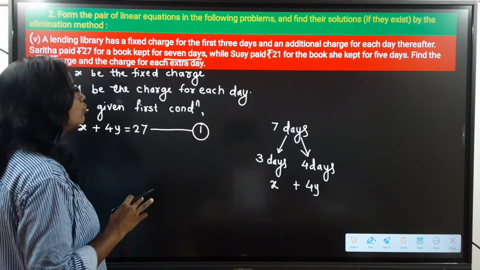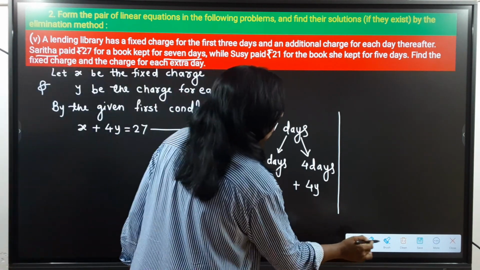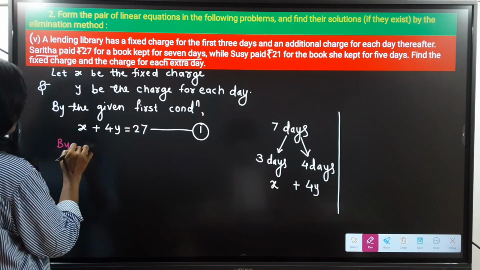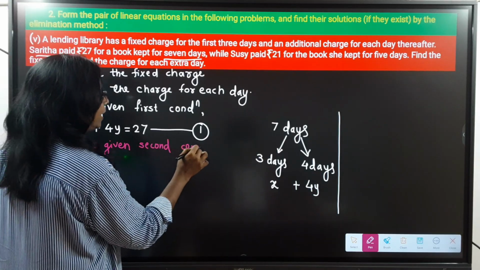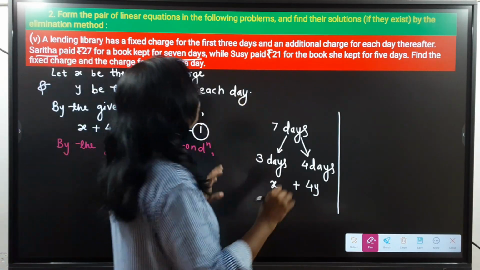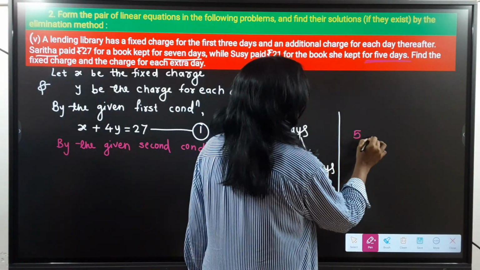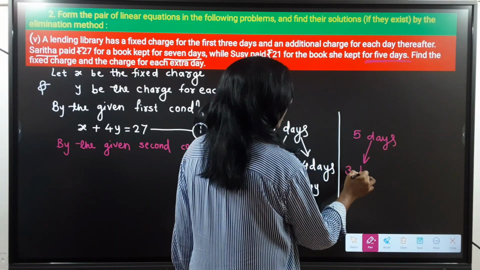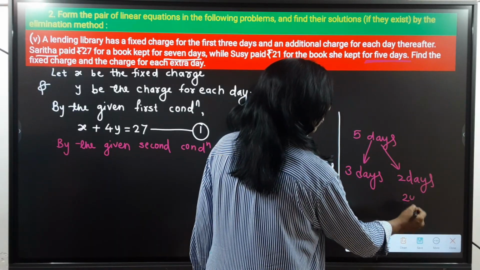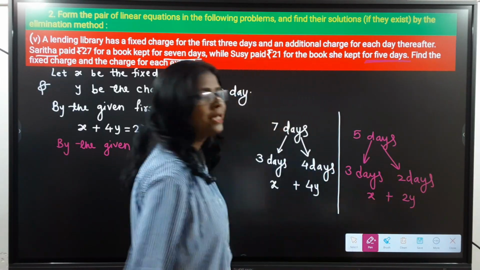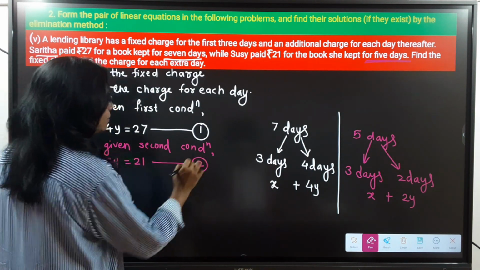Okay, and then the next person, students, is Sushi, and that is the second condition. So I write here, by the given second condition, it is for Sushi. Sushi paid rupees 21 for only 5 days. So we distribute that 5 days as 3 days for the fixed charge, and the remaining 2 days having the additional charge. So the additional charge will be y, so it will be 2y, and the fixed charge will be x, so it will be x plus 2y. So our equation will be x plus 2y is equal to the total amount, that is 21, and call it the second equation.